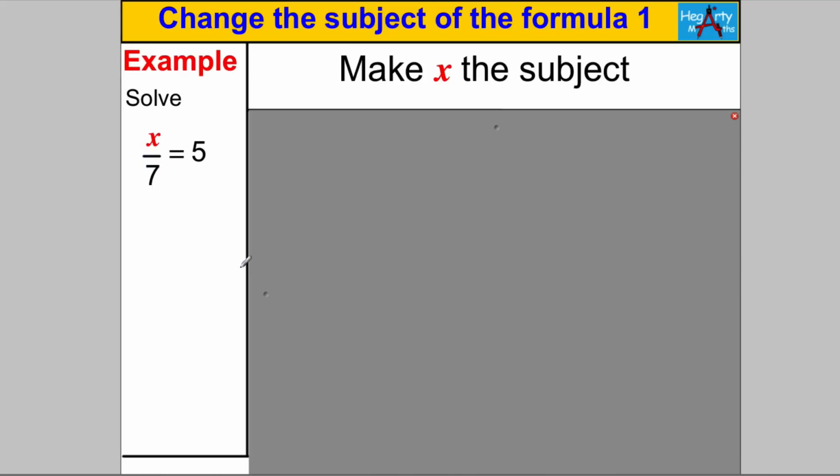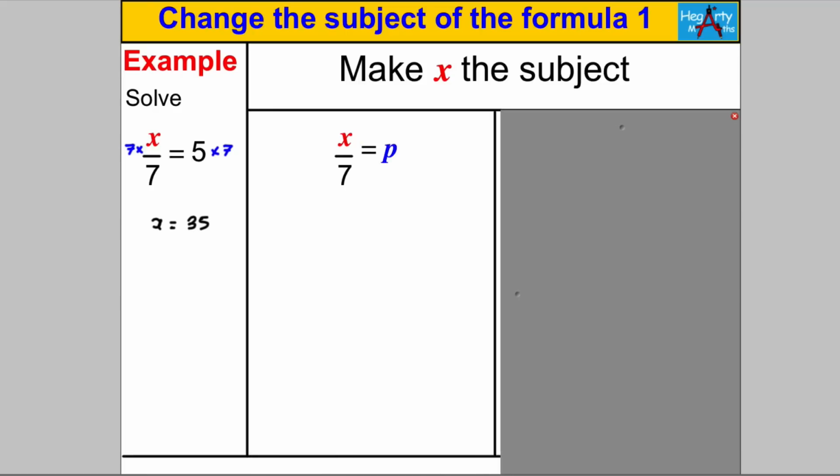Let's try another one. Pause the video, solve for x. Well, I'm going to multiply both sides by 7 to undo that divide by 7, and I would have got myself the answer x is equal to 35. Now, I'm going to increase the complexity. I'm going to say make x the subject here. What are you going to do? Well, hopefully you would have thought I'm going to multiply by 7 just like before. Therefore x is equal to, a mathematician writes p multiplied by 7 as 7p, and we're done.